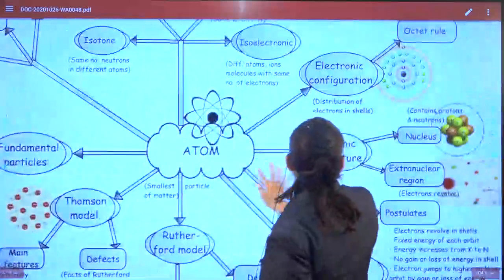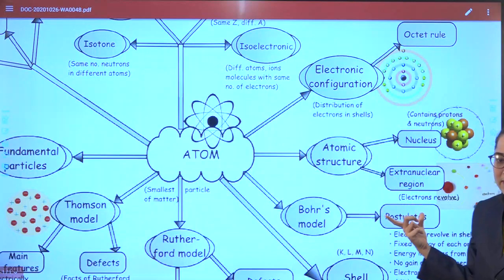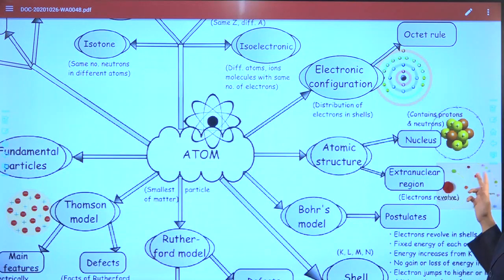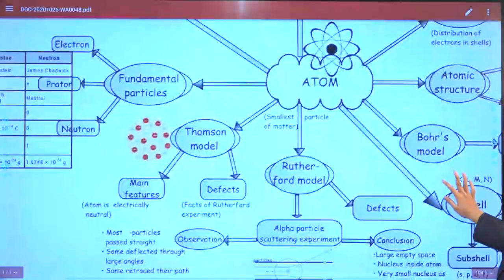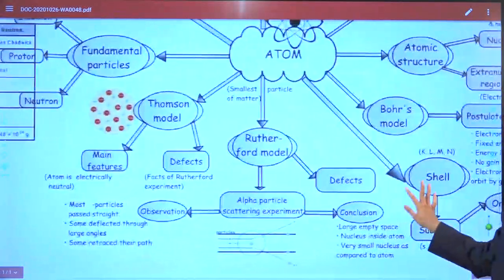We started with the basic atomic structure, how it contains a nucleus. Inside the nucleus you have the protons and the neutrons, and outside the nucleus, the electrons are constantly rotating. Then we discussed the three models: Thomson's model, Rutherford's model and Bohr's model.